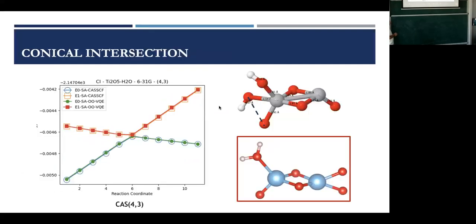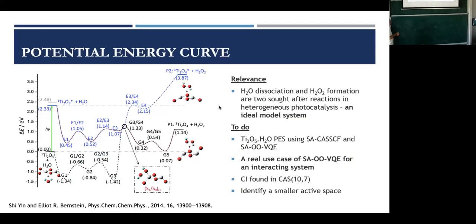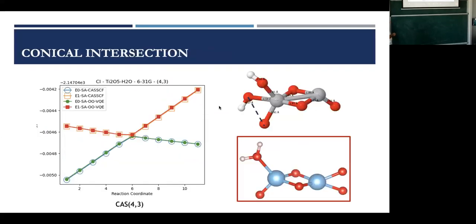What we did was only last week. Even in this paper, they found a conical intersection with the CAS space of 10,7. So here with the CAS space of 4,3, even using a smaller basis set, we were able to find a conical intersection. Here the round empty circles correspond to the ground state energy. Empty squares correspond to the first excited state energy using a classical algorithm. And you can see that the solid circles and solid squares are the results from the state-average orbital-optimized VQE, and we were able to find a conical intersection.